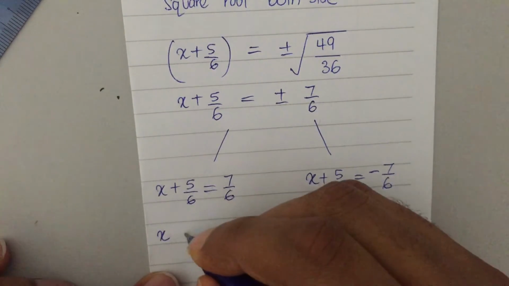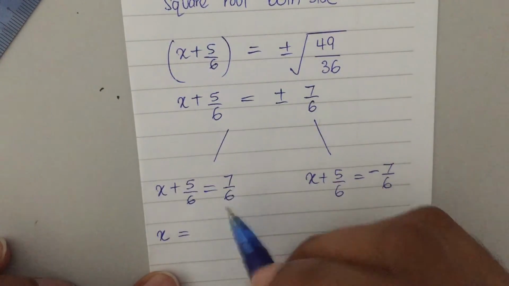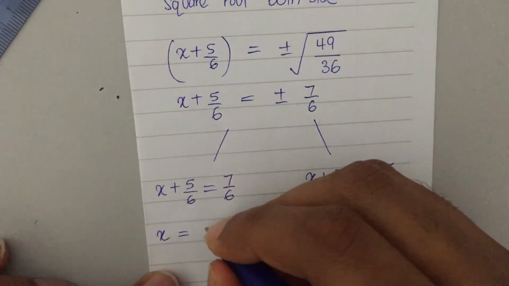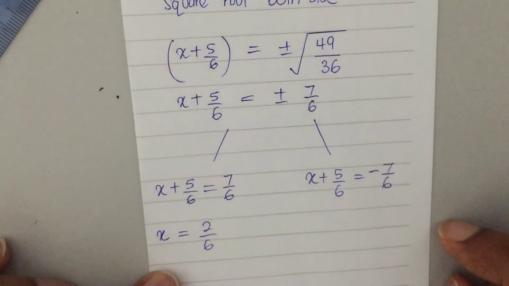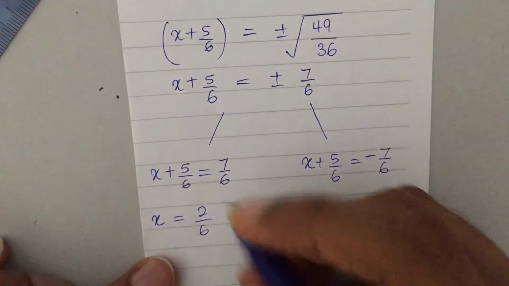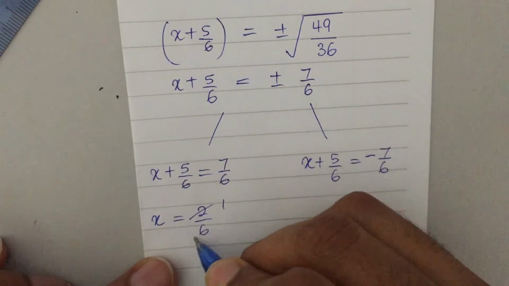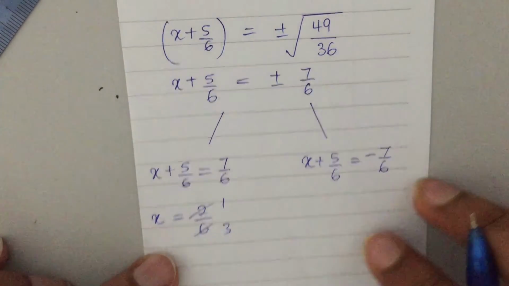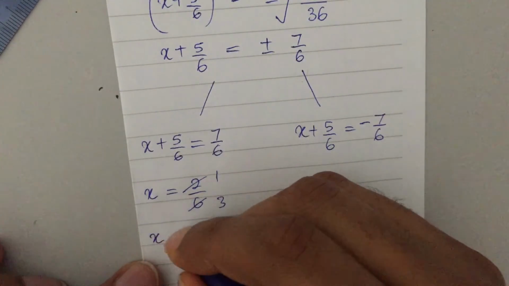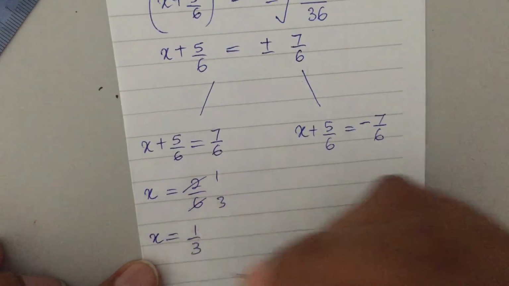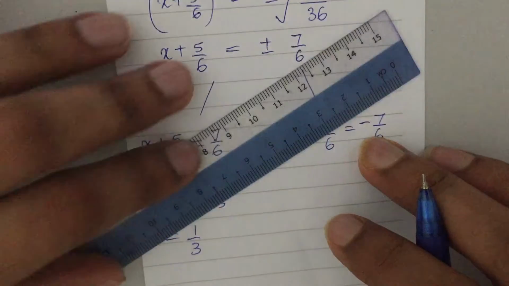So from here, x is equals to 7 over 6 minus 5 over 6. From here, you get 2 over 6. Okay, 2 over 6, you can further simplify. If you simplify this, you get 1, simplify this, you get 3. So from here, you get your first x value. It is equals to 1 over 3. So this is your first solution.